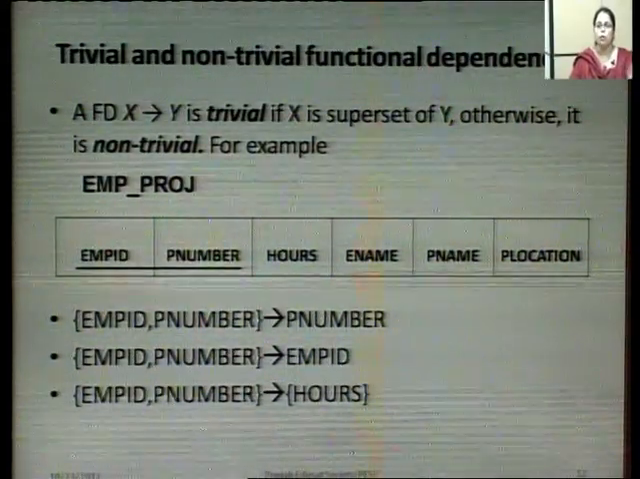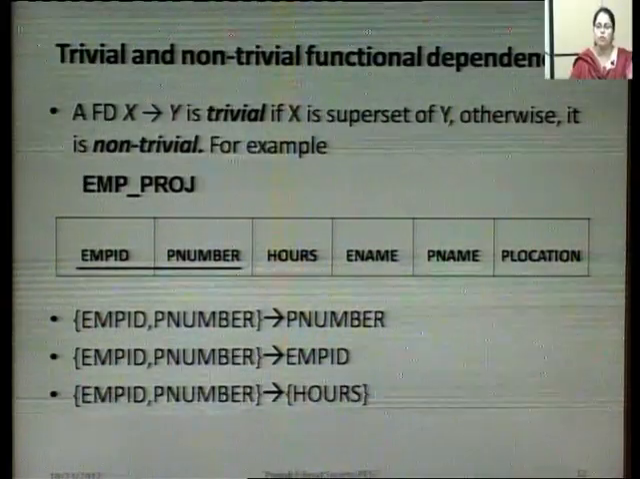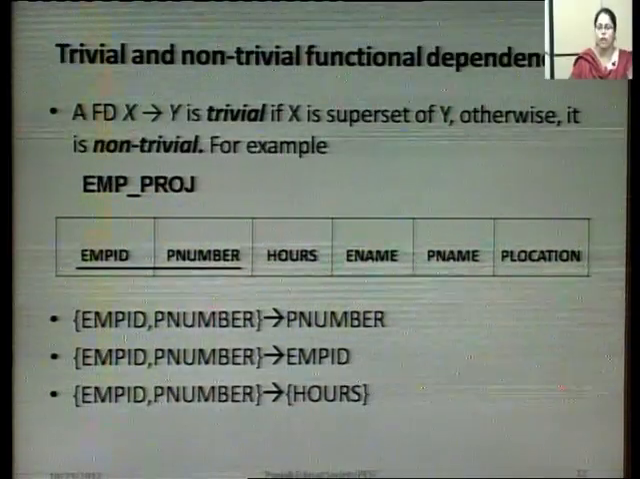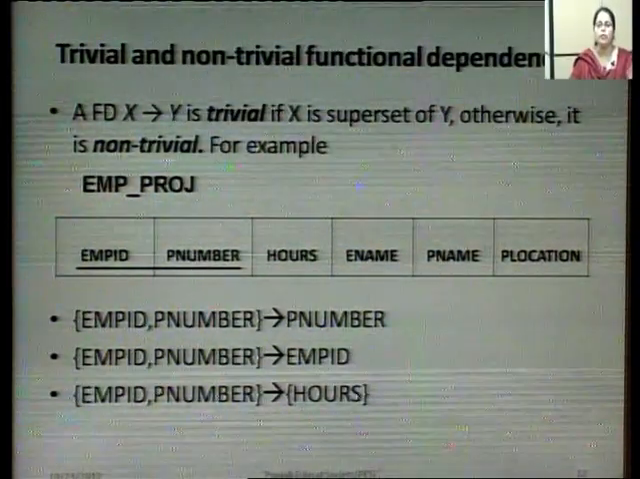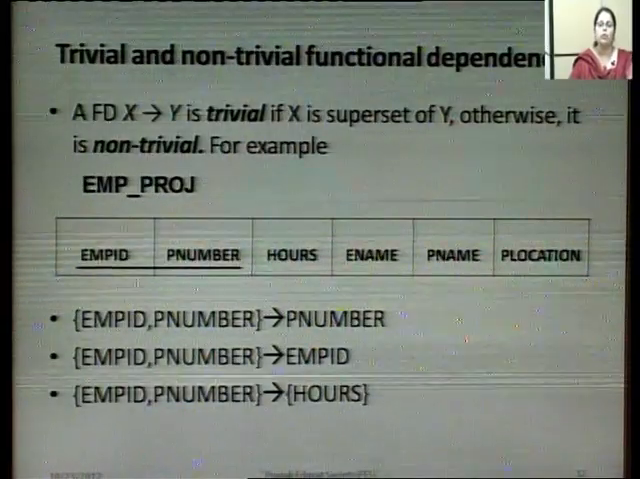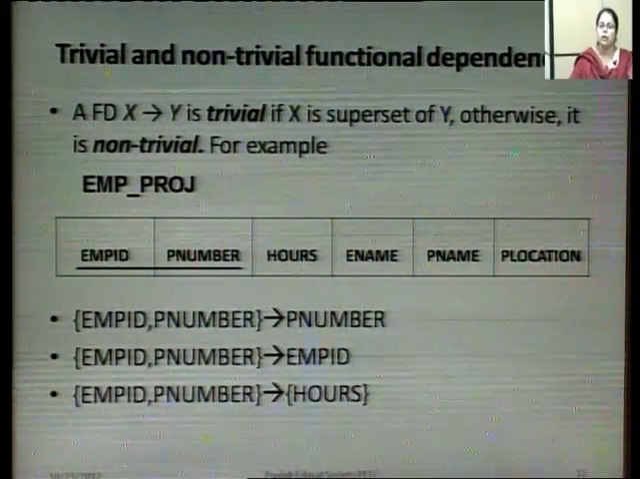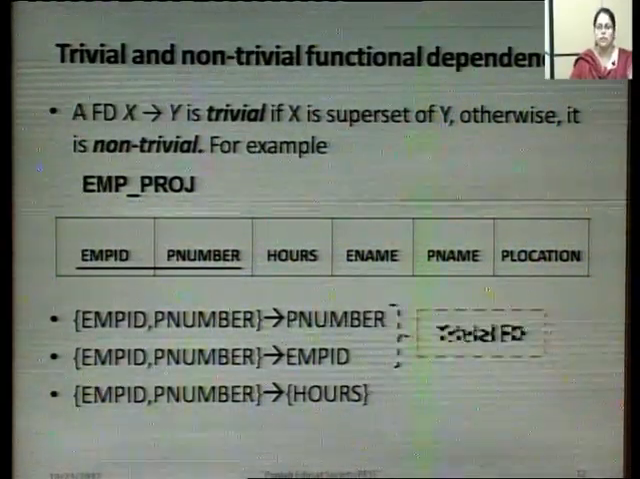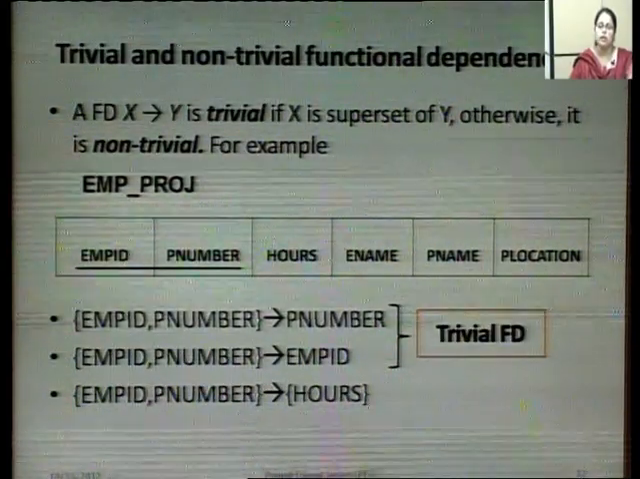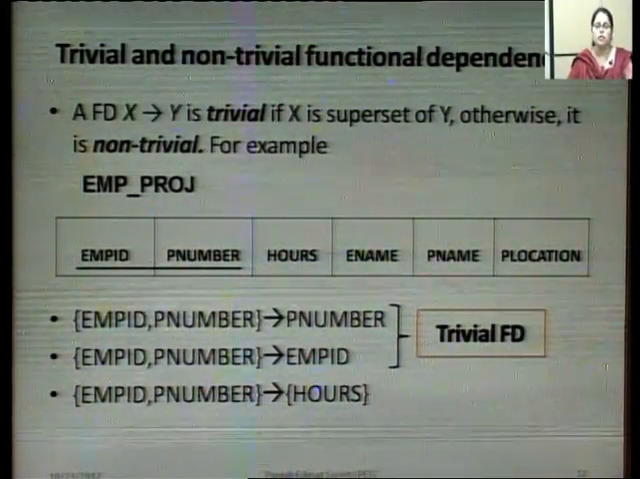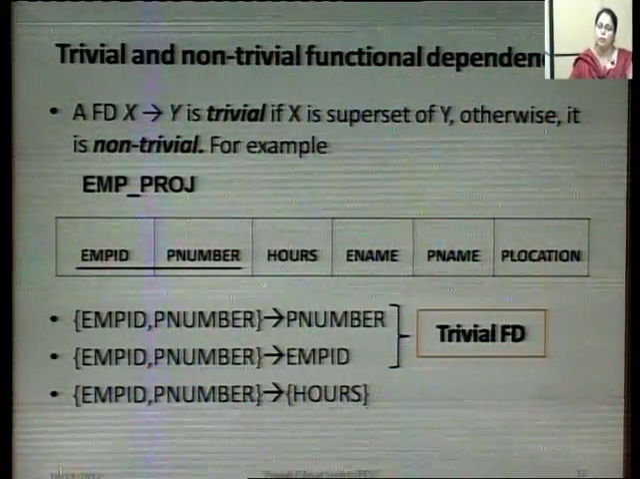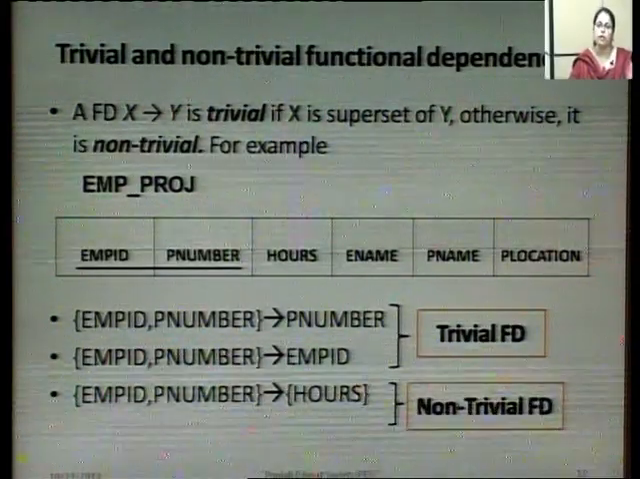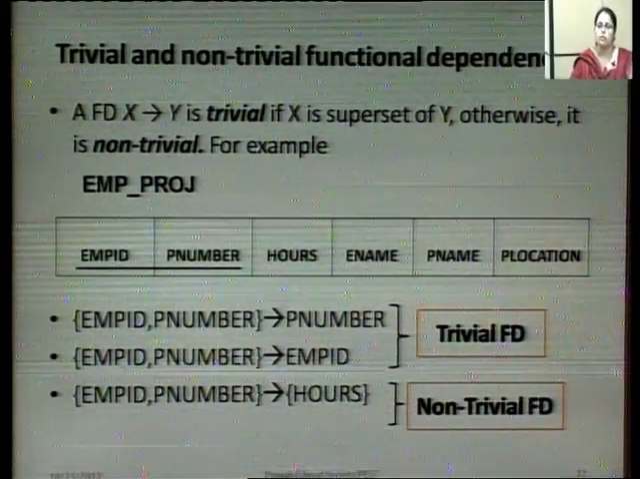Now, in the first two dependencies, you can see that P number on the right hand side is a subset of the set of attributes on the left hand side. Similarly, in the second dependency, employee ID also belongs to, or is a subset of, the determinant set, that is EMP ID and P number. Therefore, these two dependencies are trivial functional dependencies. But in the third dependency, hours does not belong to the set EMP ID and P number, that is, hours does not belong to the determinant set. Therefore, this dependency is a non-trivial functional dependency.